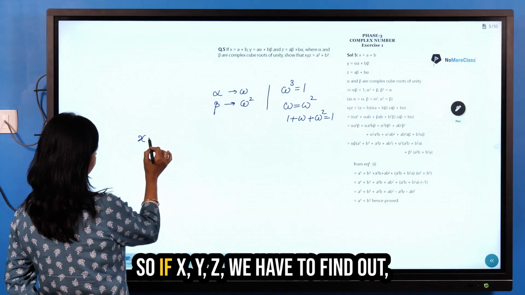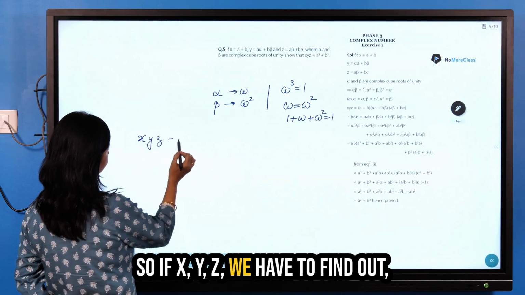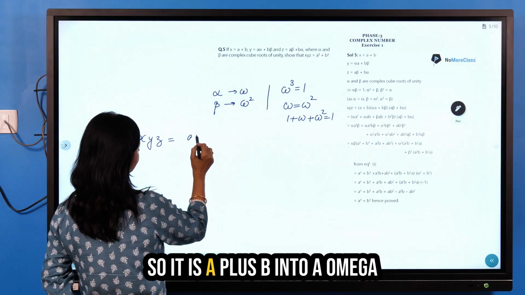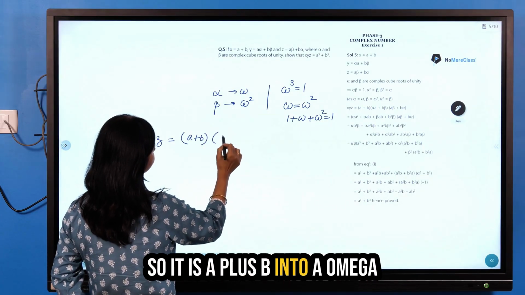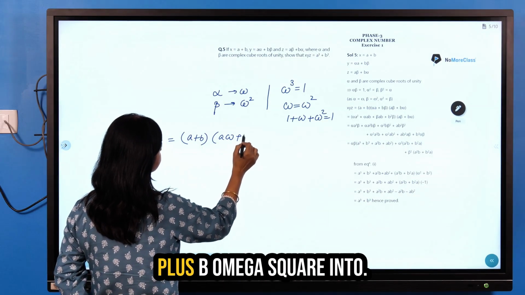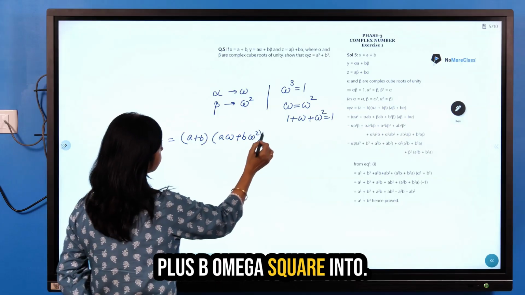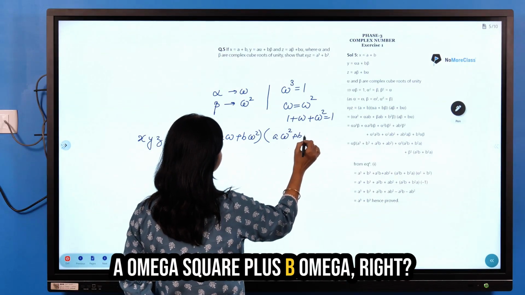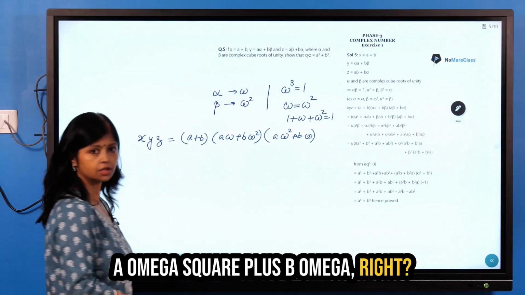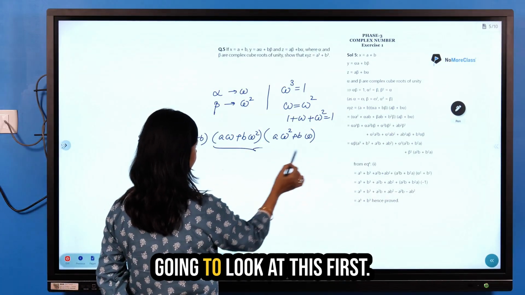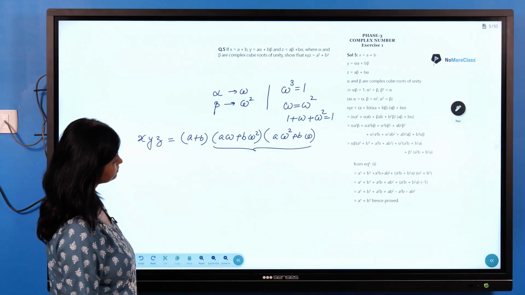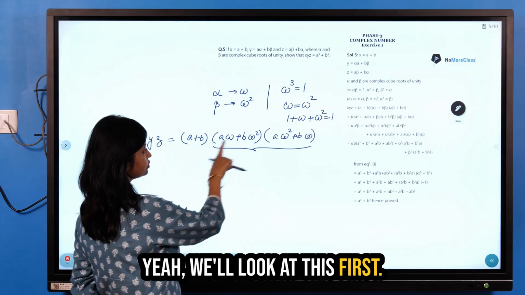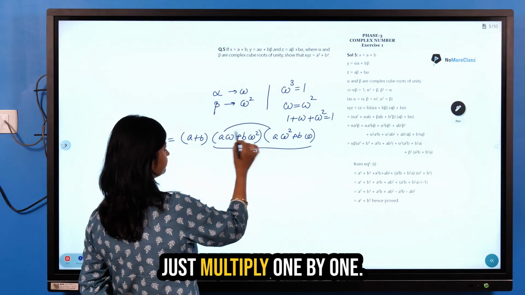So if x, y, z, we have to find out. So it is a plus b into a omega plus b omega square into a omega square plus b omega, right? So first things first, we are going to look at this first. So what is it? Just multiply 1 by 1.